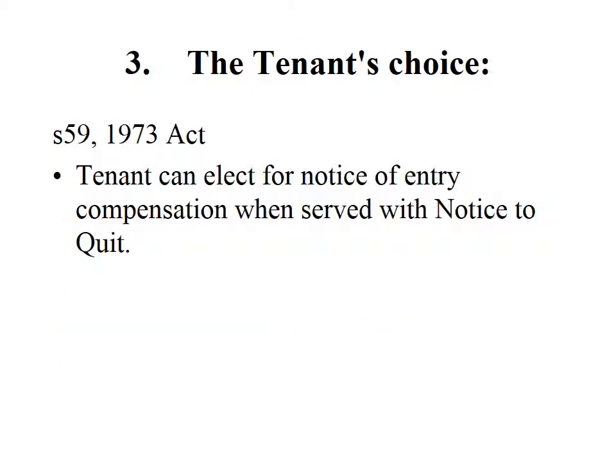The tenant's choice is set out in Section 59 of the 1973 Land Compensation Act, and basically it tells us that a tenant who receives a notice to quit can elect to be compensated as if he had received a notice of entry. How is this to be done?